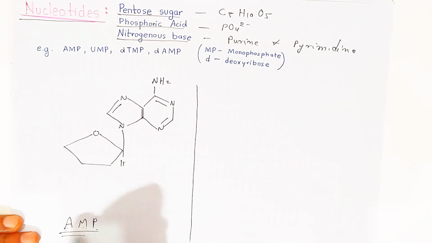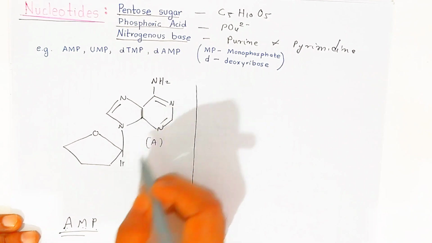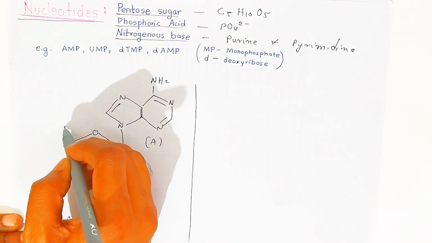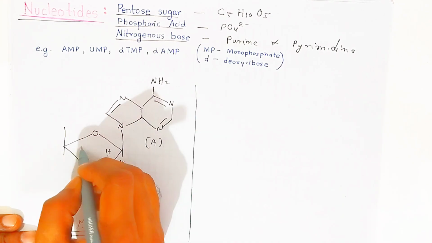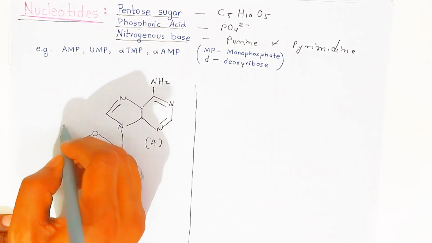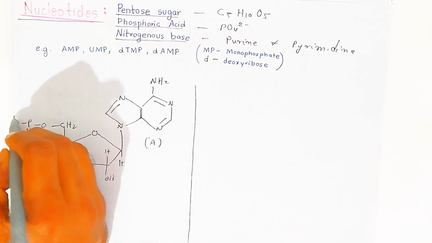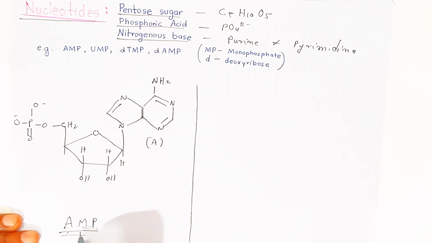So now the name is AMP, that is adenosine monophosphate. Because of this adenine, it is called adenosine monophosphate. Only one phosphate group is attached to this, that is why it is called monophosphate. Okay students, H, OH, H, OH, and here CH2O combining with phosphate group, that is why it is called adenosine monophosphate.